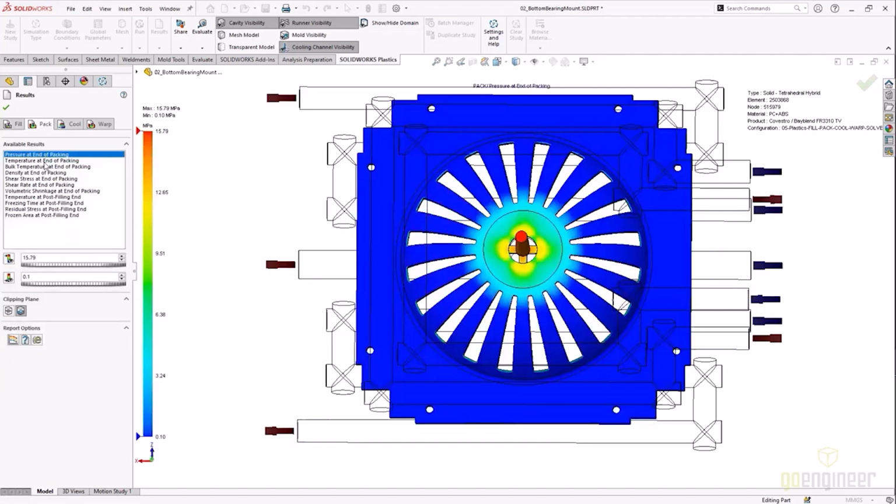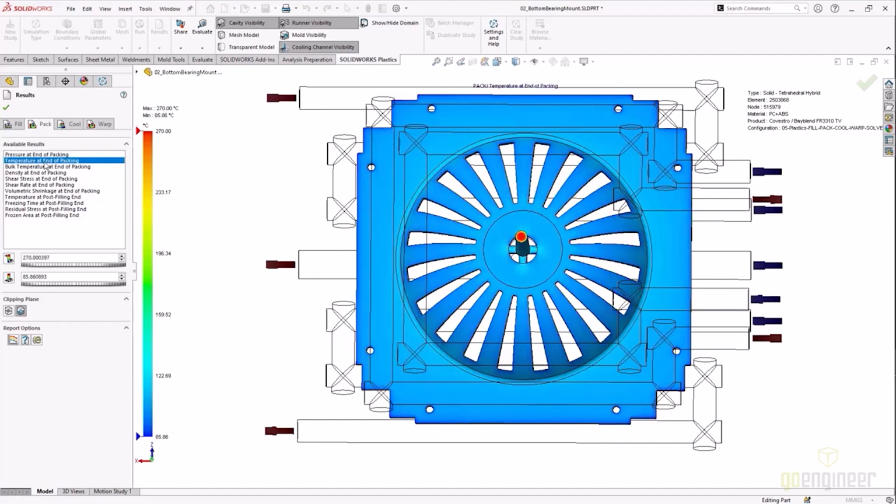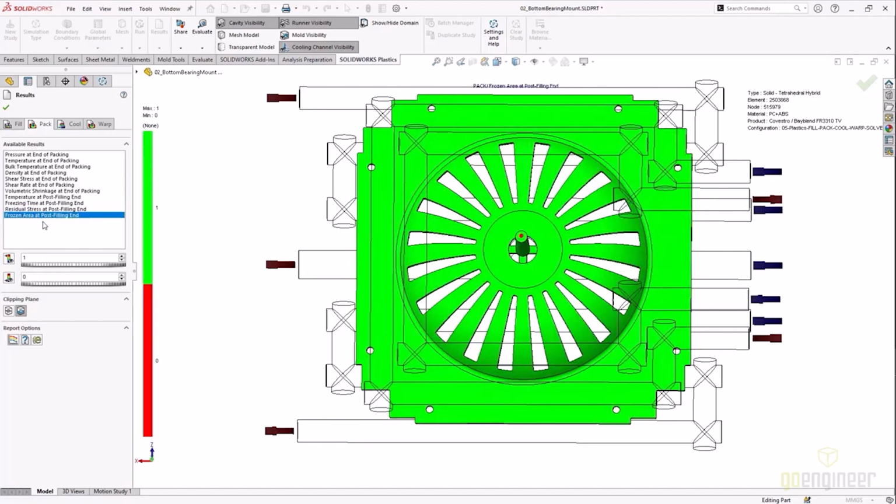the pack results. So we can see the pressure at end of fill. We can see the temperature at end of pack. We can see the volumetric shrinkage at end of pack. We can also see the frozen areas at end of pack. So it's looking pretty good that this part can be ejected.